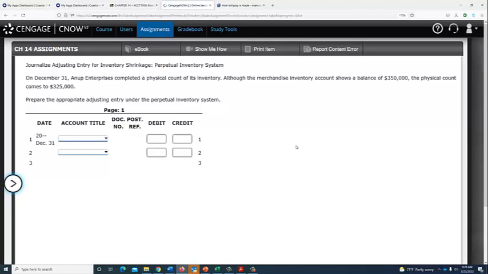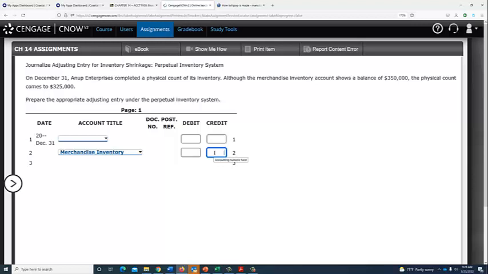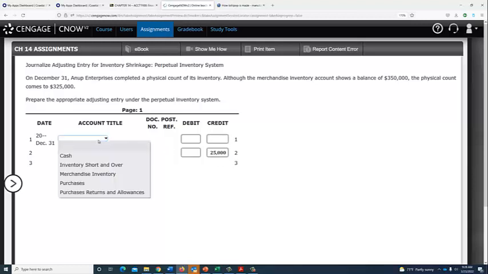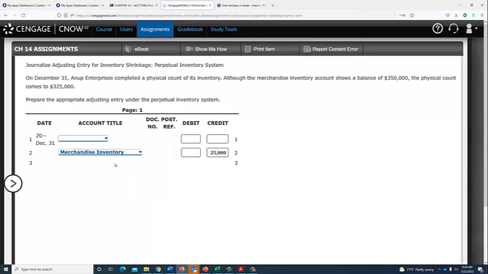So it says Anup Enterprises completed a physical count. The merchandise inventory account shows a balance of $350,000, so that's what's on our books, and the physical count showed $325,000. So we are reporting $350,000, but we've only got $325,000. So we need to bring our book balance down to $325,000. So we're going to credit merchandise inventory to do that. And then we're going to debit inventory short and over.